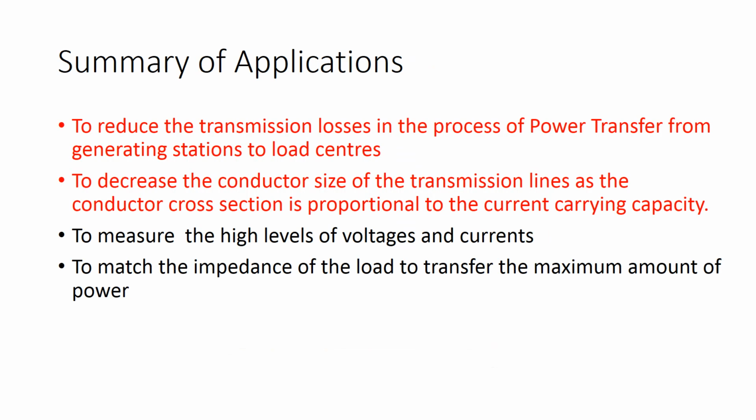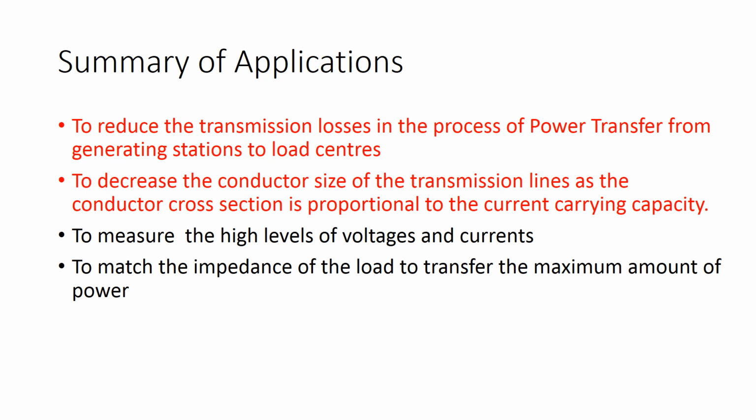Now, of course there are some other applications of transformers, but the main applications of the transformer in electrical engineering are the first two, which I have highlighted in red here: to reduce the transmission line losses in the process of power transfer from the generating stations to the load center, as I told you. And the second one, which is very important, is to decrease the conductor size of the transmission lines, as the conductor cross section is proportional to the current carrying capacity. These two are the very important applications of the transformer in the electrical engineering field.